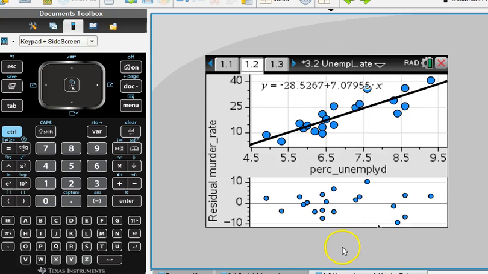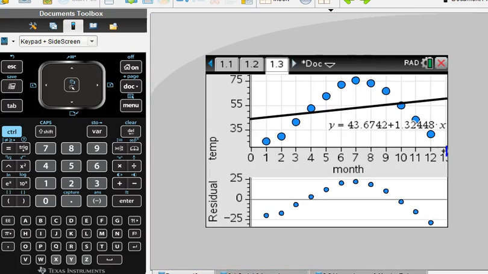So the calculator will make the residual plot right below the scatter plot. And so you can check and see that there's no particular pattern in the residual plot. Now, what would it look like if there was a pattern in the residual plot? I think I have an example here, so let me see if I can find it. I think it was in this document here.